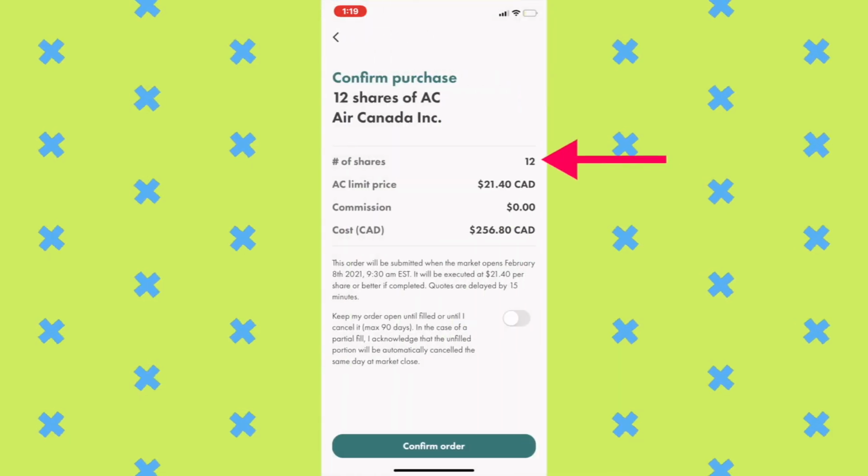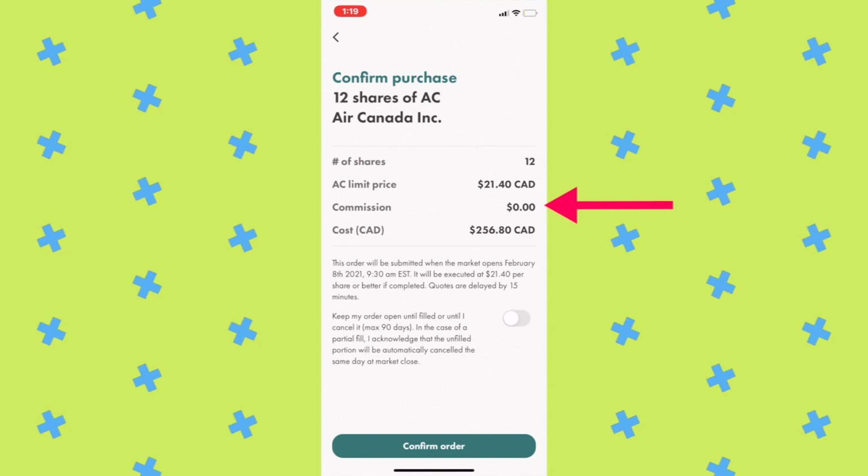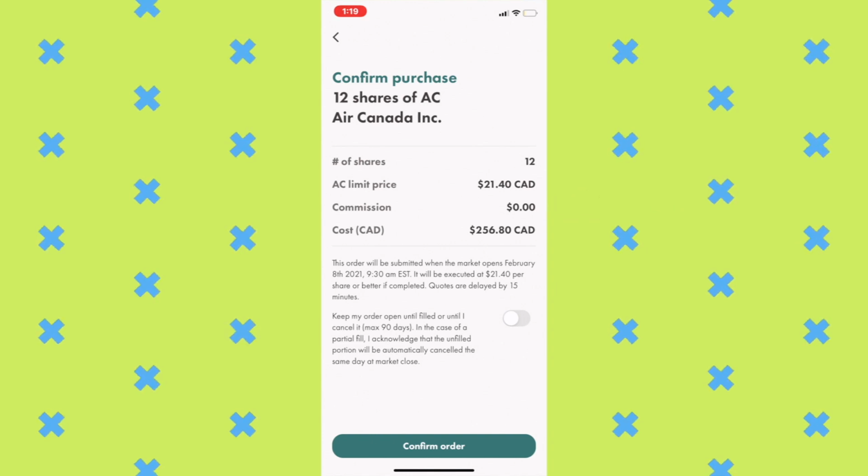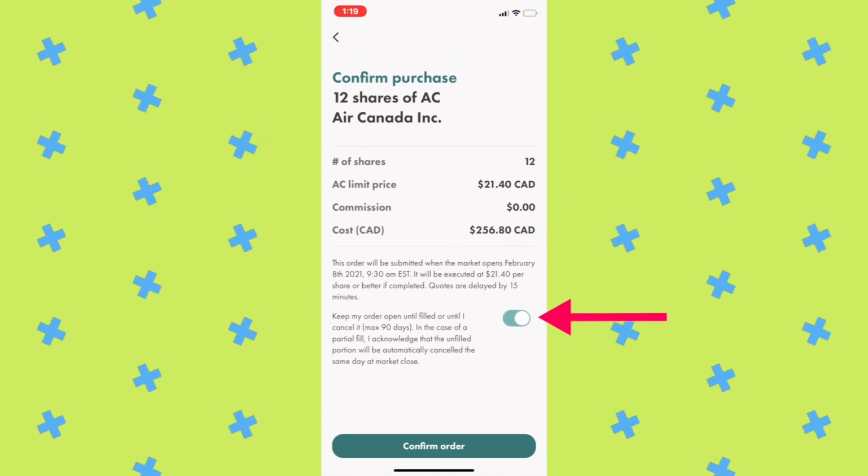So it's telling us that we're buying 12 shares of Air Canada for $21.40 each. There's no commission because it is a Canadian stock, which is great. And the cost is going to be $256.80. You can also turn this button on to keep your order open until a max of 90 days.